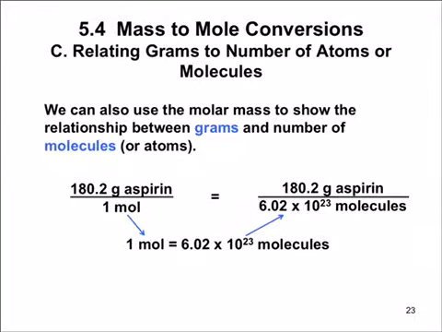Now we can also use this to determine the number of molecules in a mass of a molecule or atoms. Okay? So since 180.2 grams of aspirin is 1 mole, that means 1 mole is 6.02 times 10 to the 23rd molecules, or we've got a new conversion factor here of 180.2 grams of aspirin over 6.02 times 10 to the 23rd molecules. These are exactly the same, but it depends on what you're given, what is it you're trying to get rid of, what is it you're trying to find.